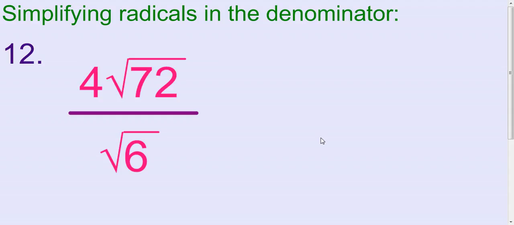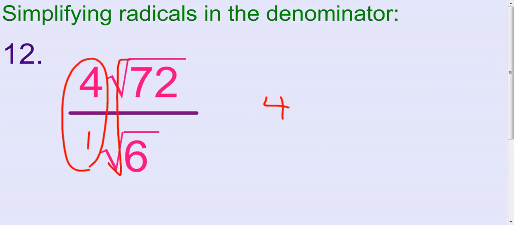So first of all, this is what I want you to know. Anything that's out in front can be sort of reduced on its own. So in other words, this is like a 1. So 4 over 1 is 4, okay? Then I want you to think about this as one giant radical. And inside of it, I have a 72 over 6. So I should rewrite this for you so that you can picture this.